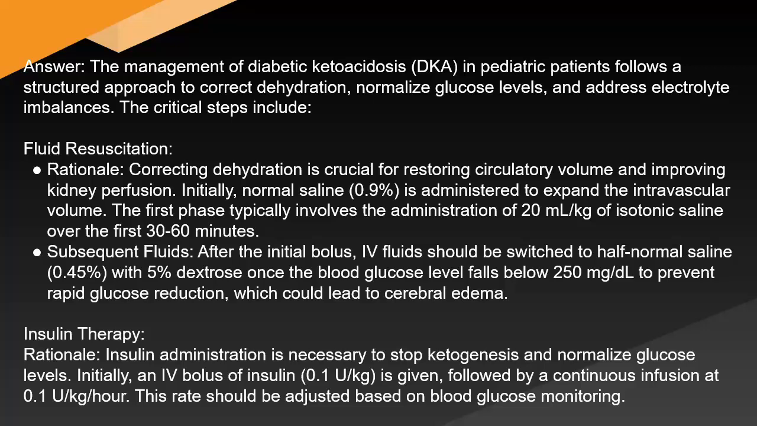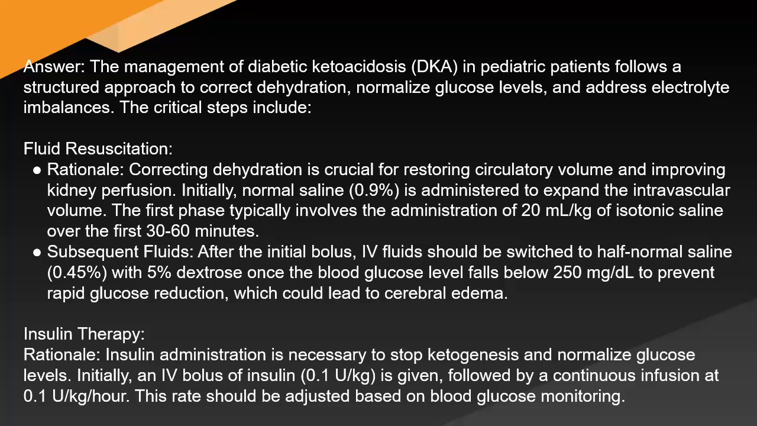Rationale: correcting dehydration is crucial for restoring circulatory volume and improving kidney perfusion. Initially, normal saline 0.9% is administered to expand the intravascular volume. The first phase typically involves the administration of 20 mL/kg of isotonic saline over the first 3–6 minutes. Subsequent fluids: after the initial bolus, IV fluids should be switched to half normal saline 0.45% with 5% dextrose once the blood glucose level falls below 200 mg/dL to prevent rapid glucose reduction, which could lead to cerebral edema.